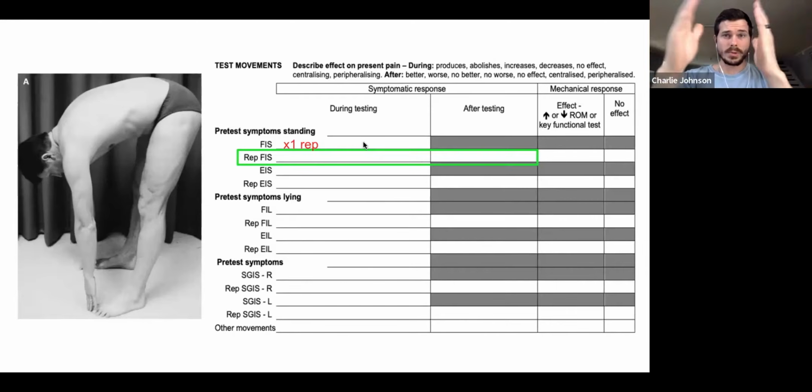Is it low? 10, 20, 30. Is it medium? 40, 50, 60. Is it high? 70, 80, 90. Again, if it's high, 70, 80, 90, the chance you're going to be able to go through a bunch of these tests is not good. But if it's low to moderate, you can probably get a clearer read.